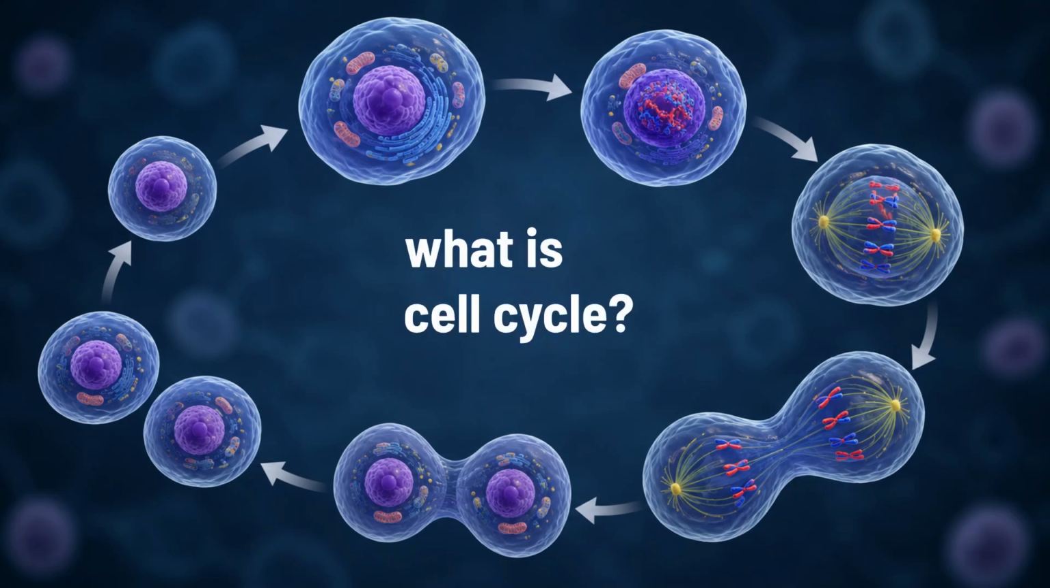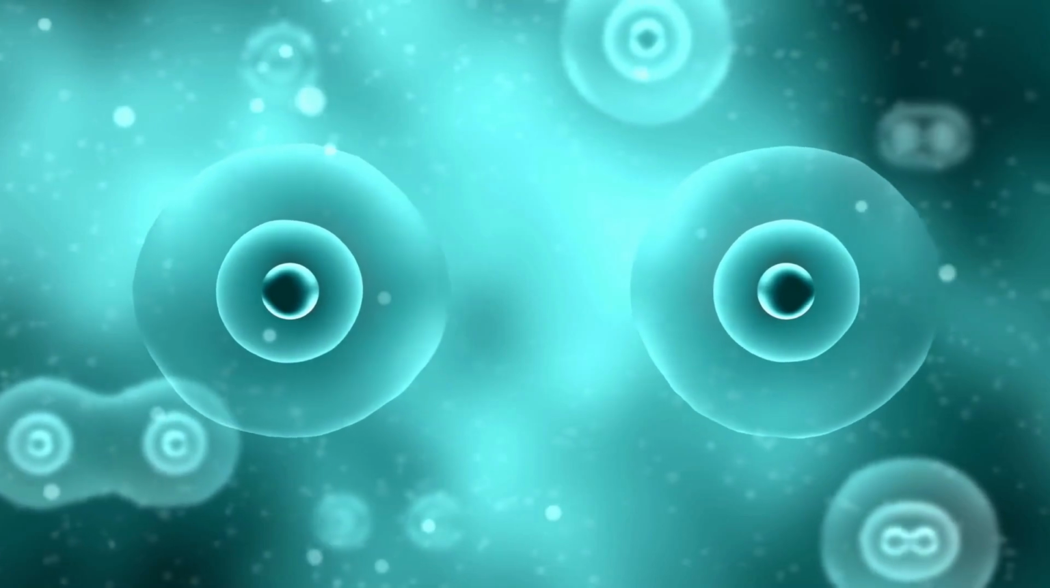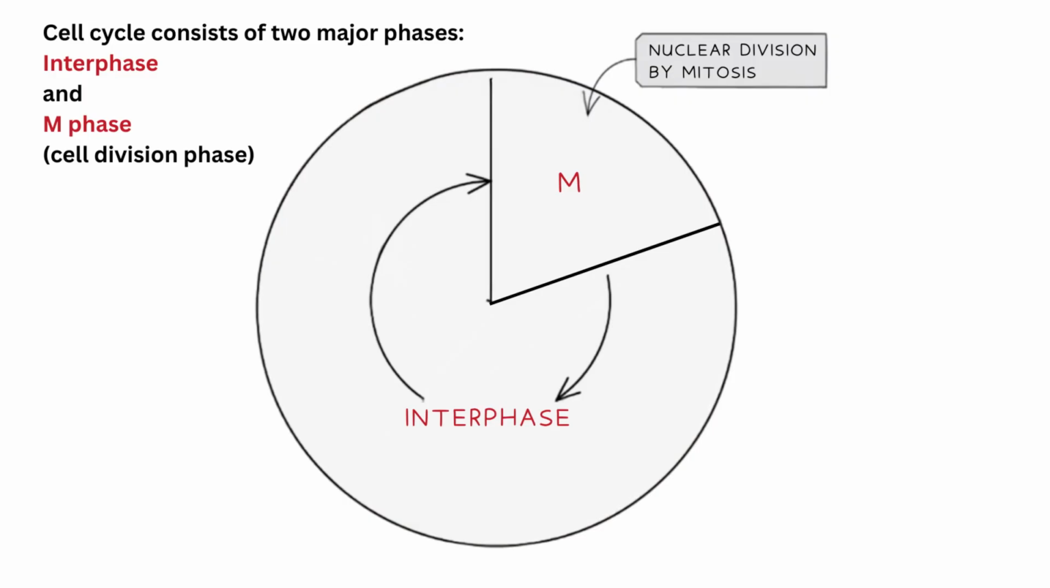The cell cycle is the series of events through which a cell grows, performs its normal functions, duplicates its genetic material, and finally divides to produce new cells. It is one of the most important biological processes because it allows organisms to grow, repair damaged tissues, replace worn-out cells, and reproduce. The cell cycle consists of two major phases, interphase and the M phase.